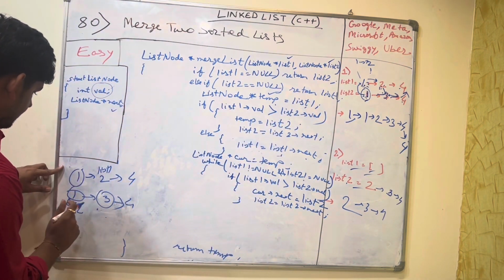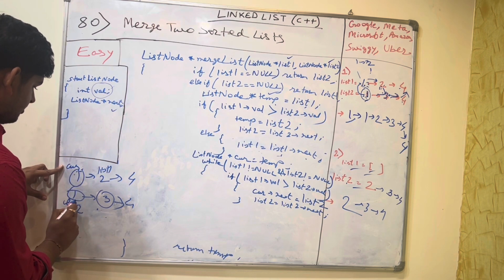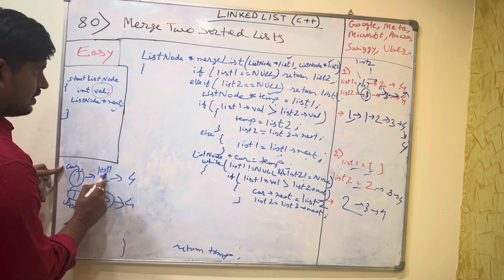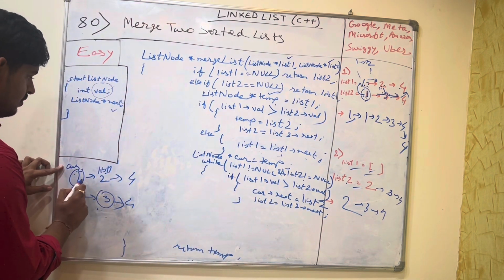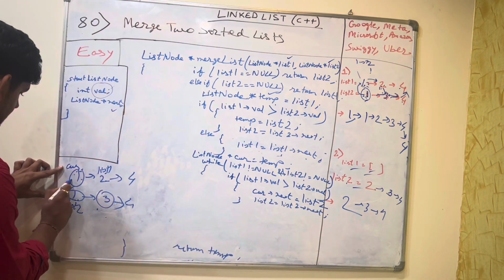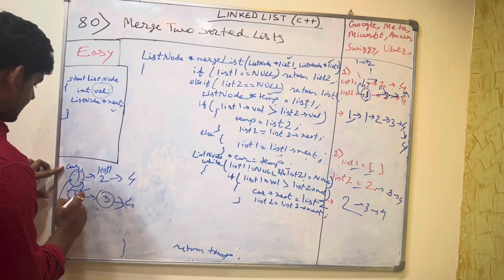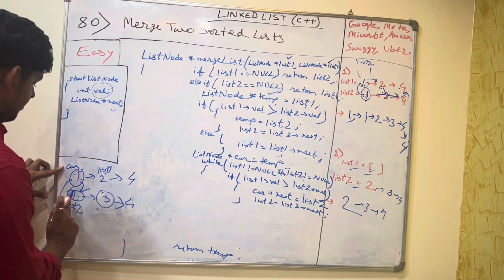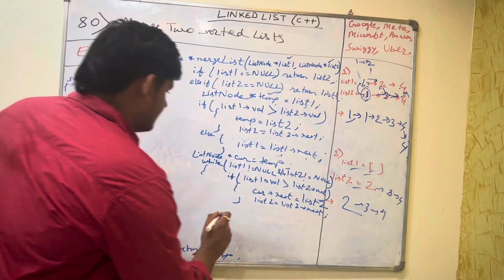Okay, temp is here, that means current is here. This is 1, and now this is list 2. So now this is list 1. So since list 1 value is greater than list 2, what we will do, we will move this current next is equal to list 2. So this 1 we move the pointer to once next is this one, and then we move this list 2 to here.